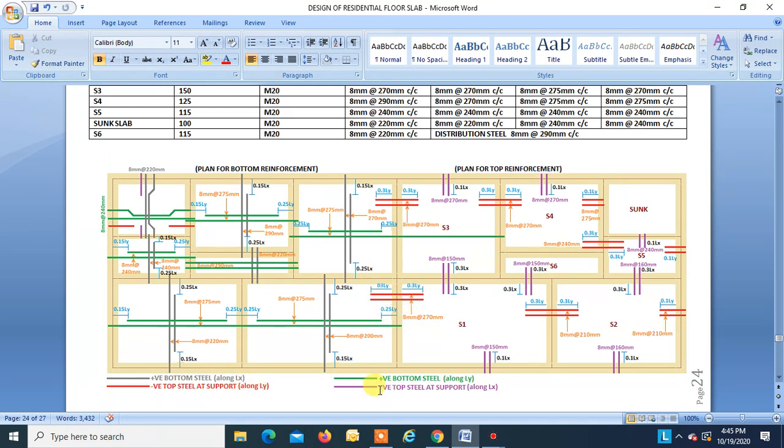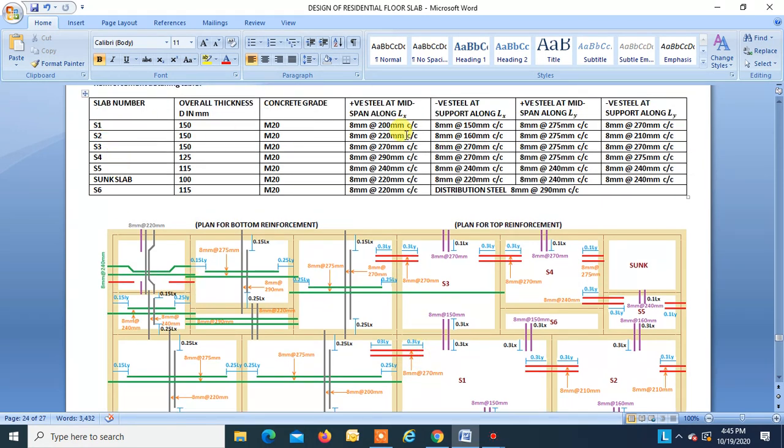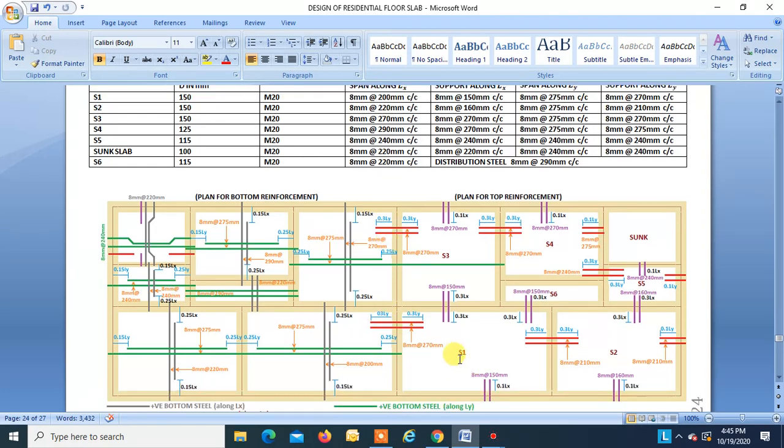Okay, and this purple line is the negative steel at the support along Lx. This is along Lx, right? Now we will see for S1. For S1, the positive steel along Lx is 8 at 200 center to center. So this is S1. You can see 8 at 200 center to center, right?